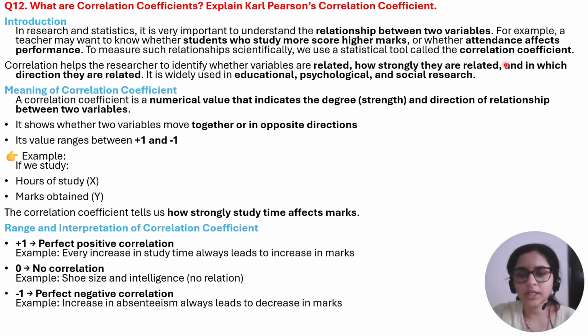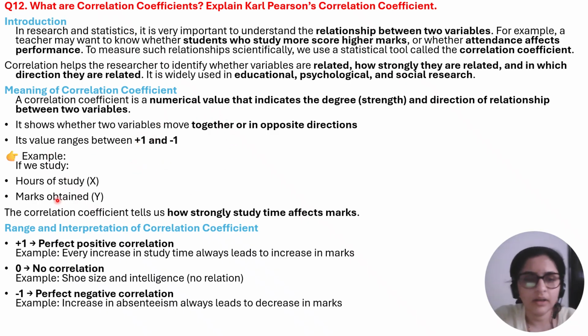So to measure the relationship between two or more variables, we use correlation coefficient. It will help the researcher identify whether the variables are related, if they are related, how strongly they are related, and in which direction they are related. Okay. Then meaning of correlation coefficient. It is a numerical value that indicates the degree or strength and direction of a relationship between the two variables. Okay. It shows whether the two variables move together or in opposite direction. Its value ranges between +1 and -1.